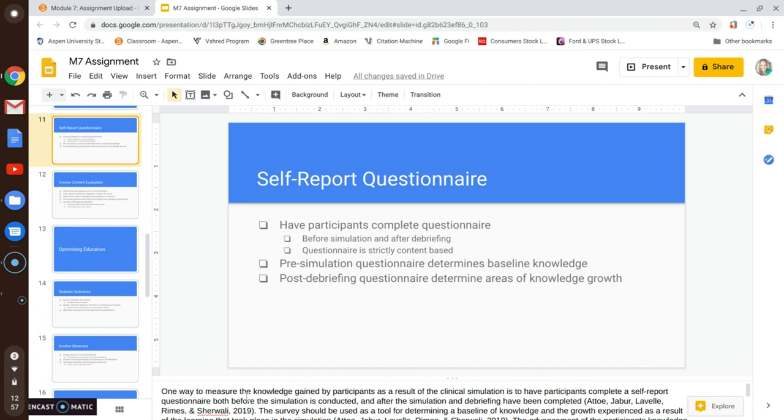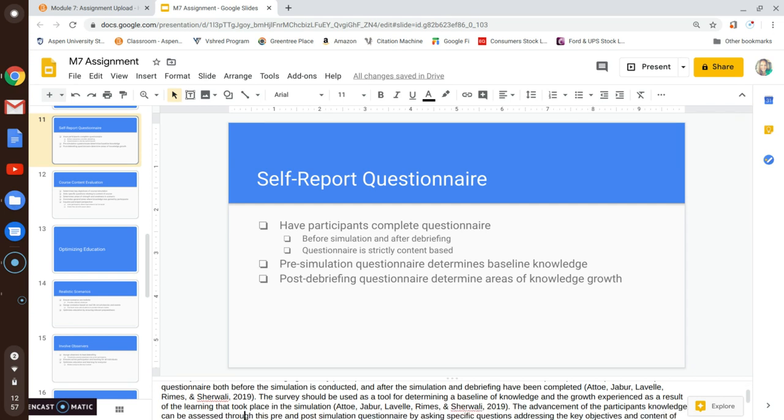One way to measure the knowledge gained by participants as a result of the clinical simulation is to have participants complete a self-report questionnaire both before the simulation is conducted and after the simulation and debriefing have been completed. The survey should be used as a tool for determining a baseline of knowledge and the growth experienced as a result of the learning that took place during the simulation.